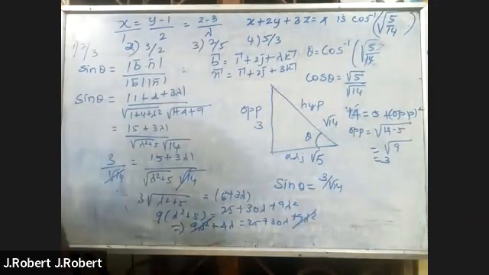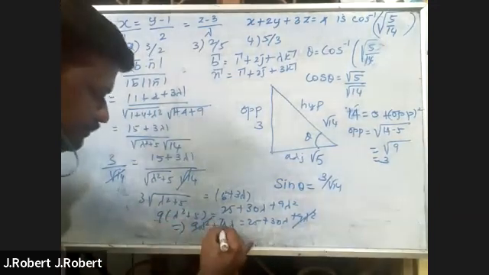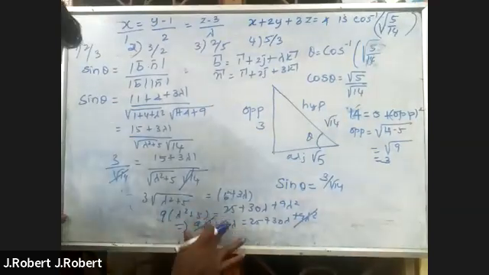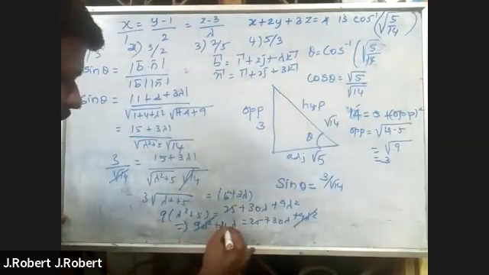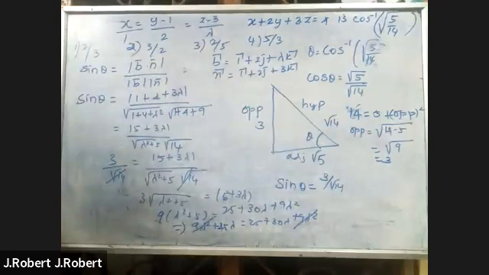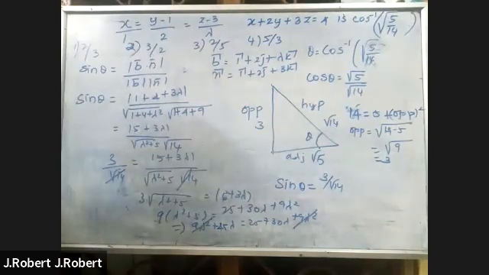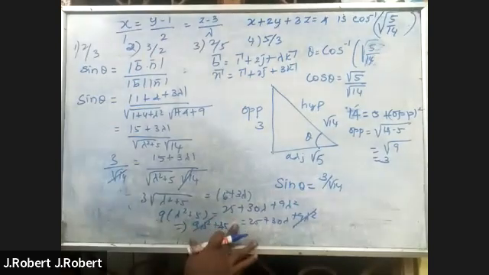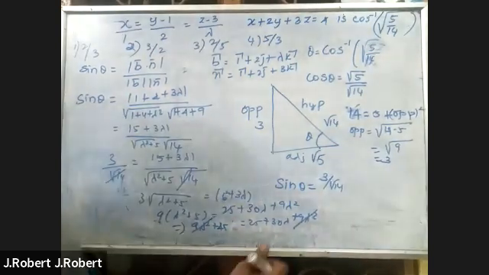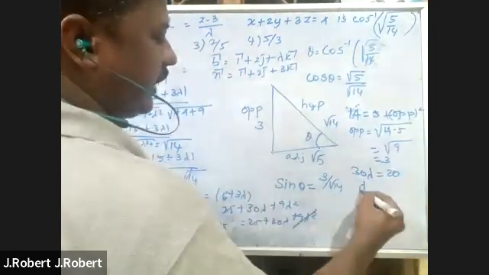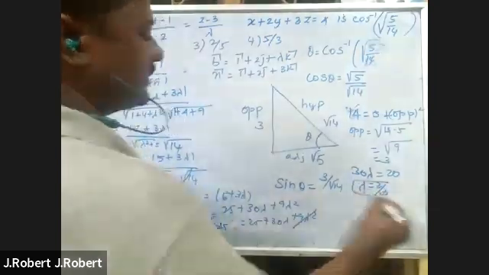Therefore, we have 45 on the left side, 45 minus 25, and 30 lambda. So we have 30 lambda is equals to 20, or lambda is equals to 2 by 3. That is the answer. Please take down.